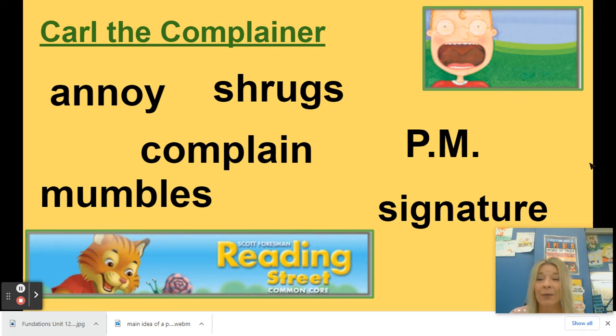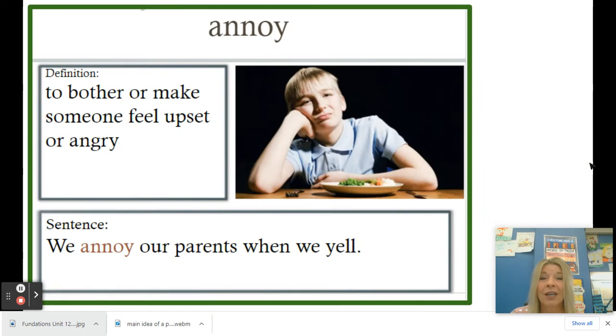Let's learn a little bit about these words. The first word is annoy. Can you repeat that one again? Perfect. So annoy is when you bother somebody or you make someone feel upset or angry. Sometimes we do it on purpose, and sometimes we do it and we don't even know we're doing it. But we annoy our parents when we yell. And you can tell his face doesn't look very happy. So usually when we are annoyed, we are not in a good mood.